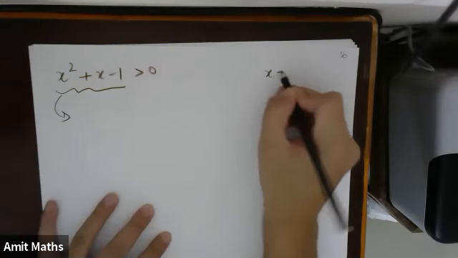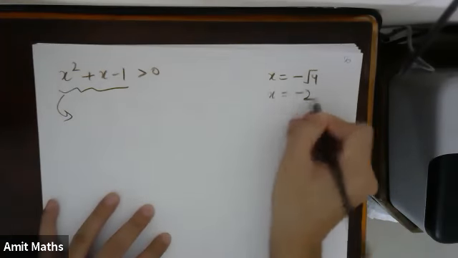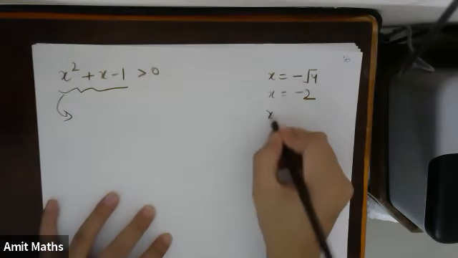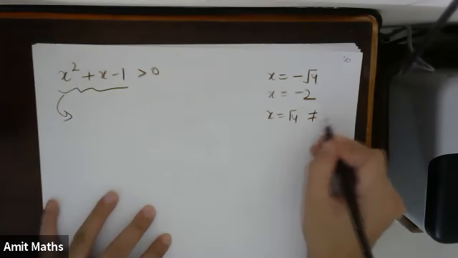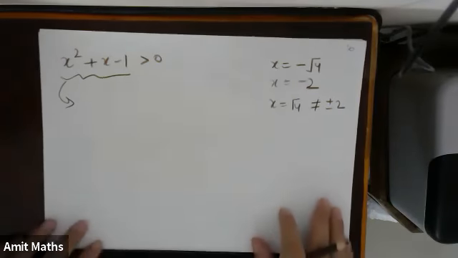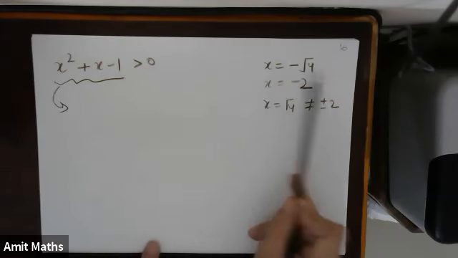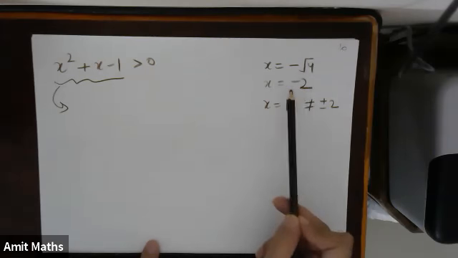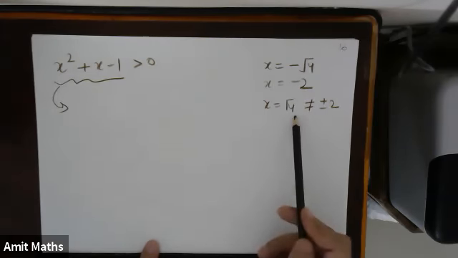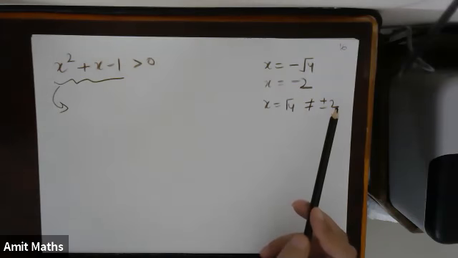Suppose x is equal to minus root 4. Then x is equal to minus 2. Understood? But if x is equal to root 4, this does not mean you will get plus minus 2. Roots of anything will always be positive. That is why a linear equation can have a negative solution. In this example, x is equal to minus root 4, so x becomes minus 2. But if x is equal to root 4, this does not mean that x is equal to plus minus 2.